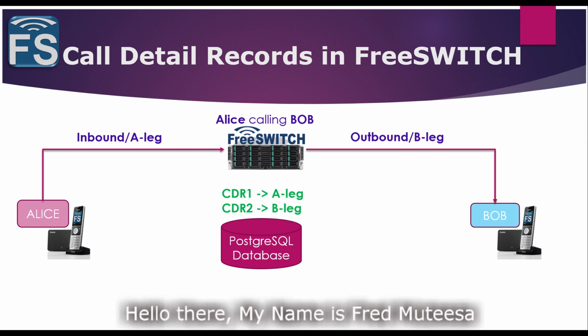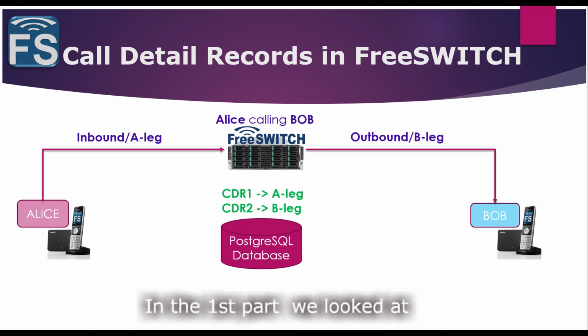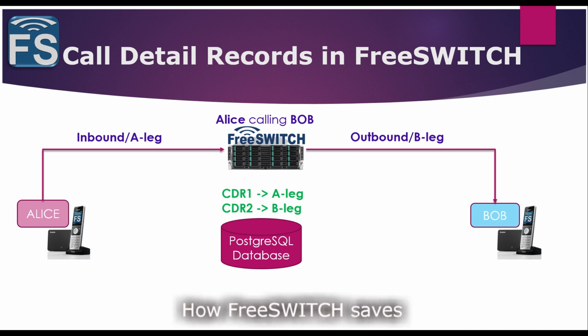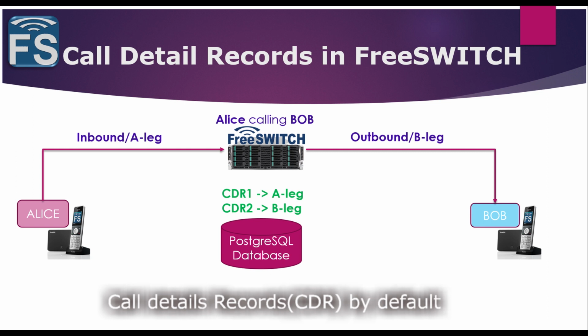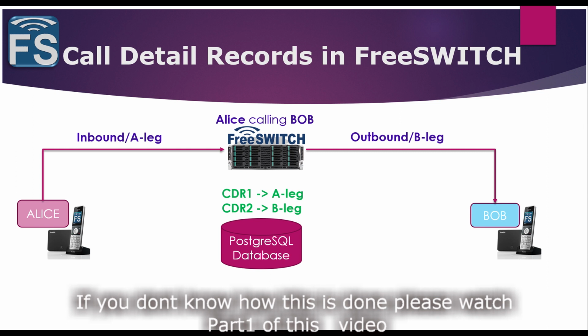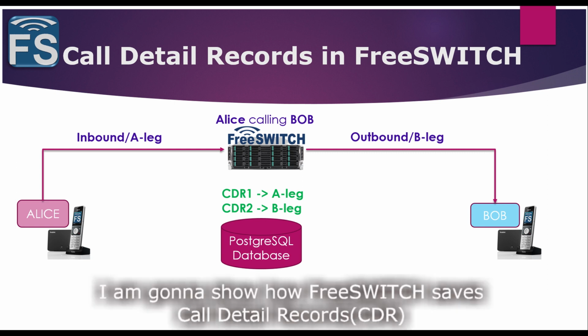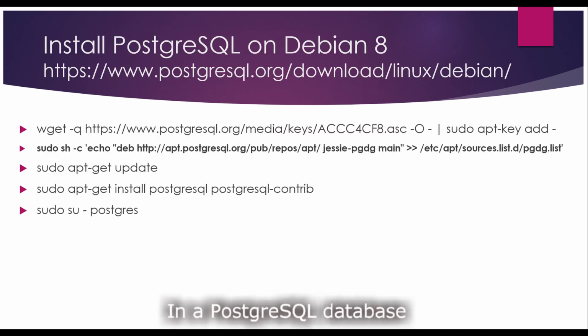Hello there, my name is FreeSWITCH and this is a continuation of call processing in FreeSWITCH. In the first part, we looked at how FreeSWITCH logs call detail records by default. We saw that it's able to do this by saving this data in XML files or in CSV files. Of course, if you don't know how this is done, you need to watch part 1 of this video. And in this second part of the video, I'm going to be showing you how FreeSWITCH can actually log call detail records in a Postgres database.